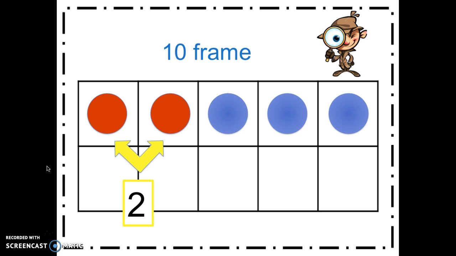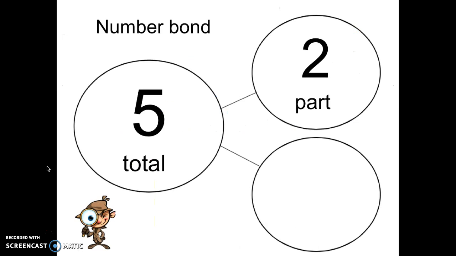Remember, detectives like to be organized with their notes. So 5 was the total, and it went to the biggest circle. Now, reaching off that total bubble is one of the parts. Since 2 was hidden in 5, I know it's a part of 5. I can put 2 in one of the part bubbles. Now all I need to do is complete my detective notes and fill in that last part of 5.